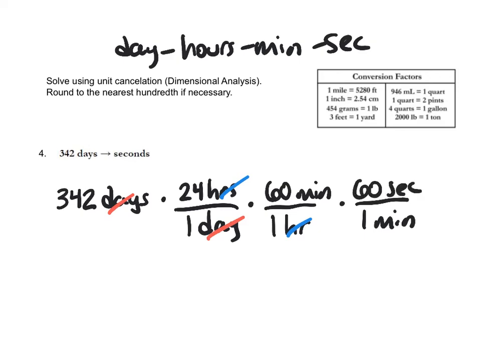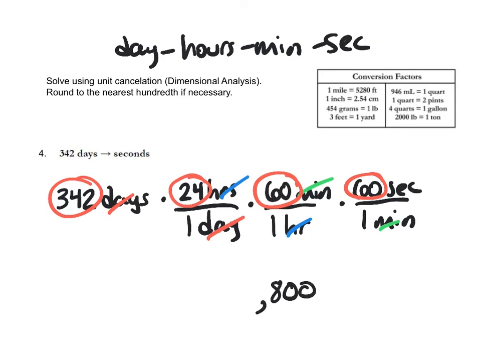So now I'm multiplying across after I do my cancellation here. Multiply 342 times 24 times 60 times 60. And I end up with a massive number again. Put my commas. So 29,548,800 seconds. So think about 342 days is almost a full year.